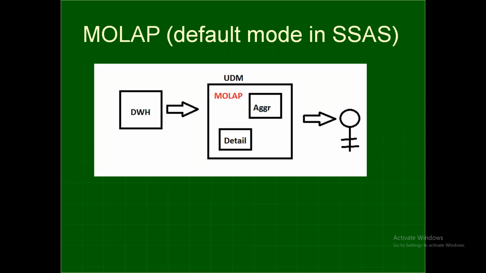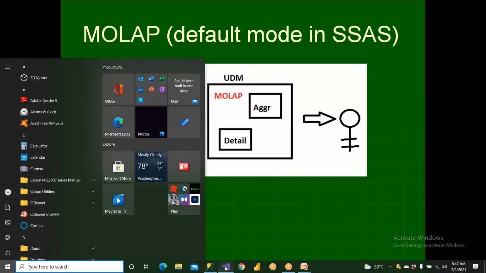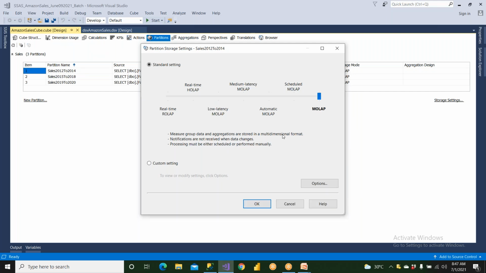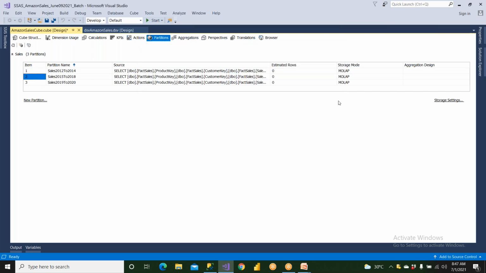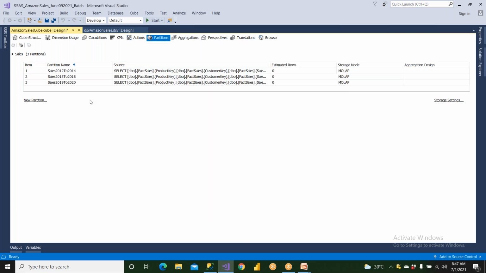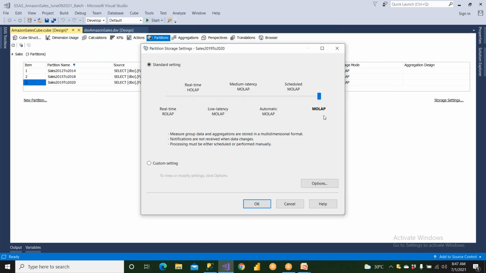We have schedule options, because when you click on the storage mode, which is the manual mode, 90% of the time you will see this mode only. So notifications are not received and the processing must be either scheduled or performed. When you click on storage settings, for this also, again, it is the default setting. This is what we're going to be using. The other settings are automatic.